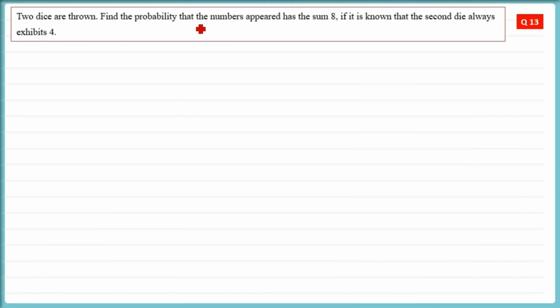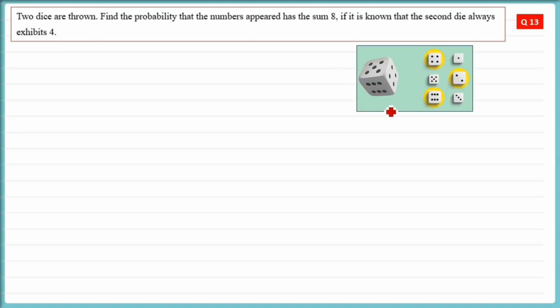2 dice are thrown. Find the probability that the numbers appeared have the sum 8 if it is known that the second die always exhibits 4. Now die you already know. So we are talking about 2 dice here. A die has 6 faces marked from 1 to 6. So the first one can give you 1 to 6, the second one also can give you 1 to 6. So there are 2 dice, each with 6 possibilities. So 6 raised to 2, which is 36, is the sample space. That is all the combinations which are possible of numbers 1 to 6 for both the dice.